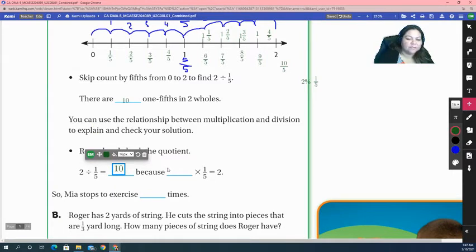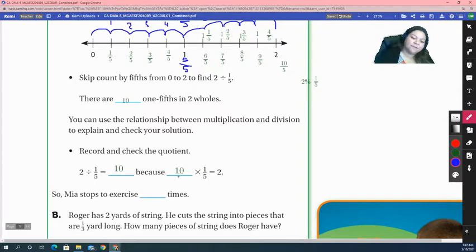So now we're going to do the inverse. We're going to multiply the quotient by the fraction of the factor. So 10 times 1/5, is that equal to 2? We can verify that because, remember, when you multiply a fraction, the whole number goes over 1, and then you multiply numerator times numerator, denominator times denominator.